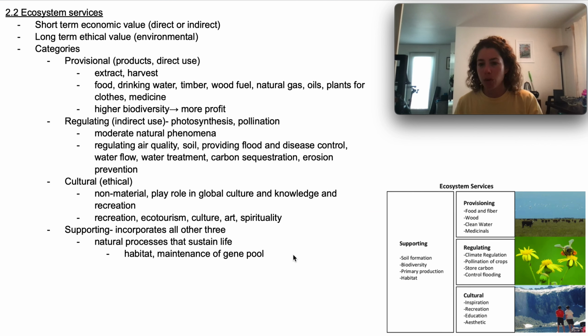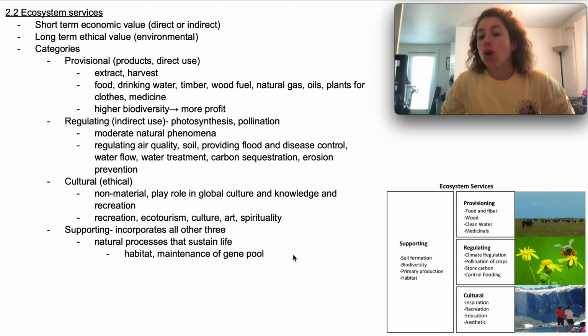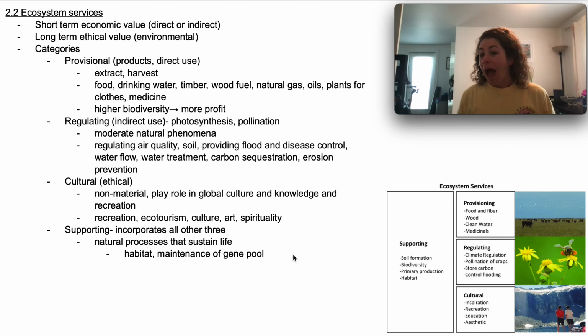Now we're going to take a shift away. We're going to talk about ecosystem services. So the greater the habitat diversity, the greater number of ecosystem services that a habitat can provide. What is an ecosystem service? An ecosystem service is either an economic, indirect, or direct environmental value that is added by having this ecosystem present. And there are 4 types of ecosystem services: provisional, regulating, cultural, and supporting.